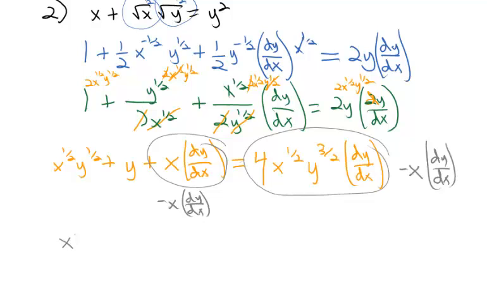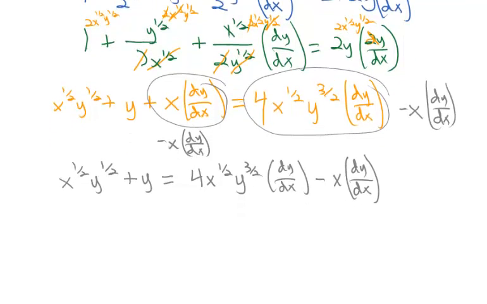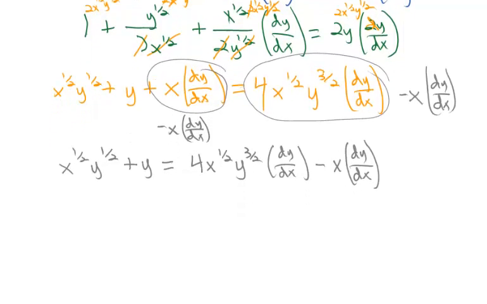And that gives us x to the 1/2, y to the 1/2, plus y equals 4x to the 1/2, y to the 3/2, dy/dx minus x dy/dx. It's ugly, but that's okay. Never said calculus was pretty.